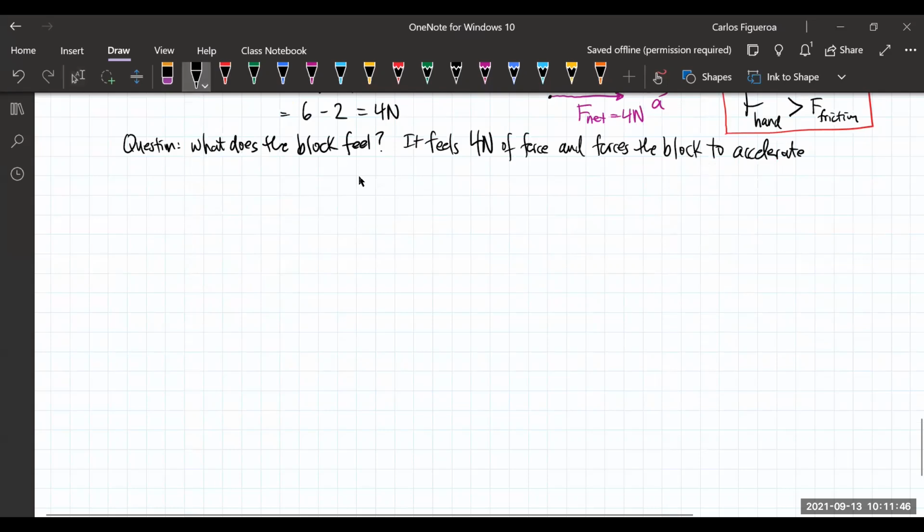So we want to look at applications of forced motion. So what do we want to do?